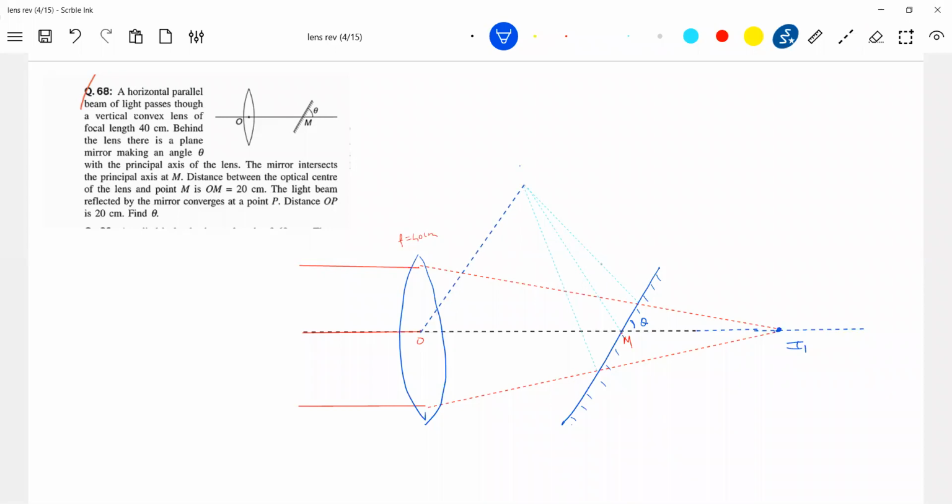This particular point, I'll call it I2. So in the question, it is given P, we'll call it I2. Here given the distance OP is 20 centimeter, find that theta. Okay, at least now I'm going to help you with this. So what is MI1? OI1 should be the focal length, OM is 20. So MI1 should be equal to how much? 20 centimeter.